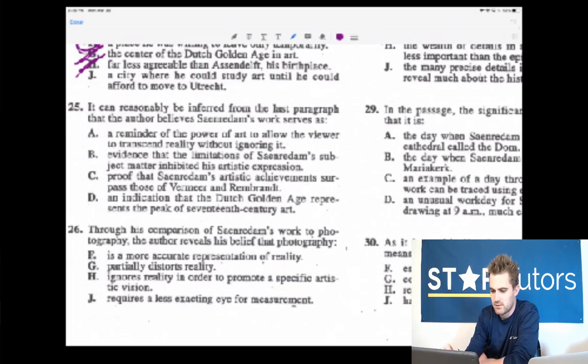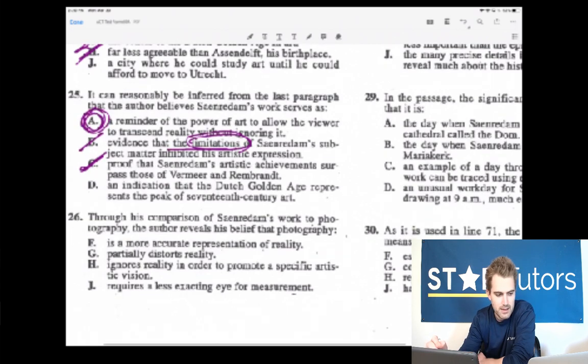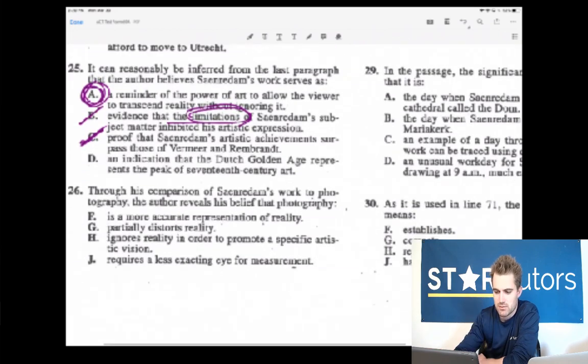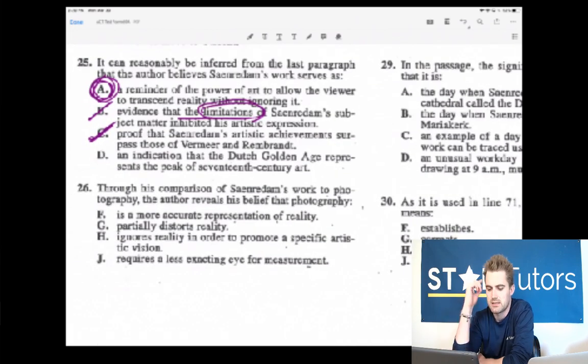Evidence of the limitations of subject matter inhibited his artistic expression, no. Because that's negative, right? I don't think anything, it's a positive tone. Proof that his artistic achievements surpassed those, no, it's not proof. An indication that the Dutch Golden Era reached the peak of some, it's got to be A, right? It's talking about reality, and I think it's A. Again, I'm not going to be totally sure on any of these guys because it's the first time we've read these things, but I think that's right.